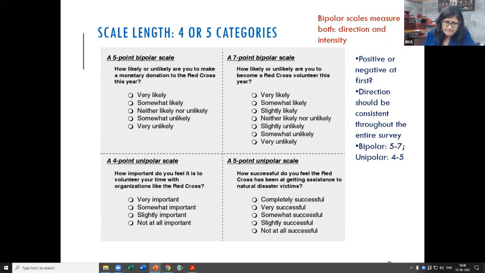Typically, a bipolar scale will have 5 to 7 options, but I would really say don't go more than 5. It's too much to process.